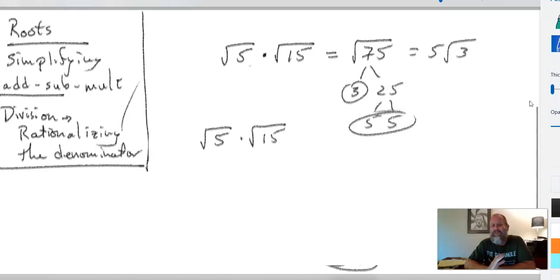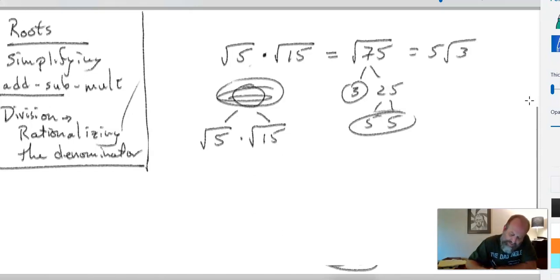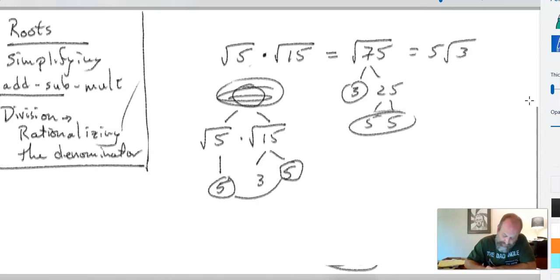Even if I don't multiply it out, 5 times 15, all I have to do is imagine that there's some number up here. There's some number hanging out, and this is the first division of the factor tree. So 5 is already prime, so I can just bring it down. 15 is 3 times 5. And so let's see here. I have a pair of 5s here, and then I have a 3 left over. And so that gives me 5 root 3.